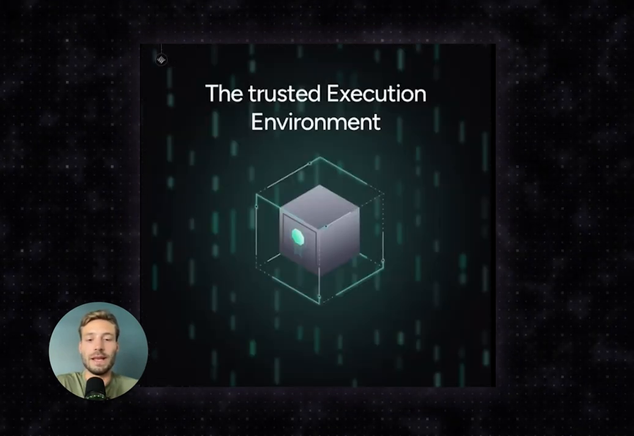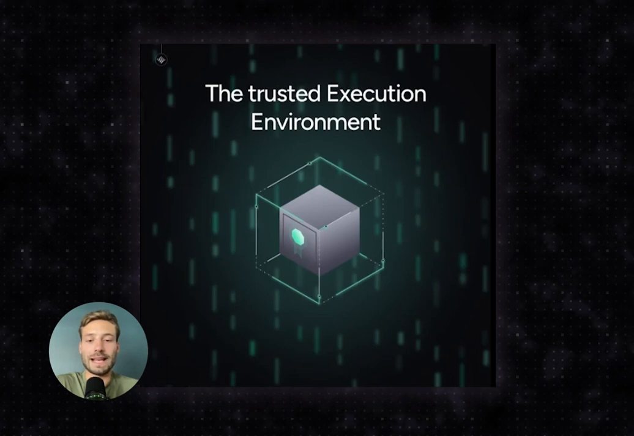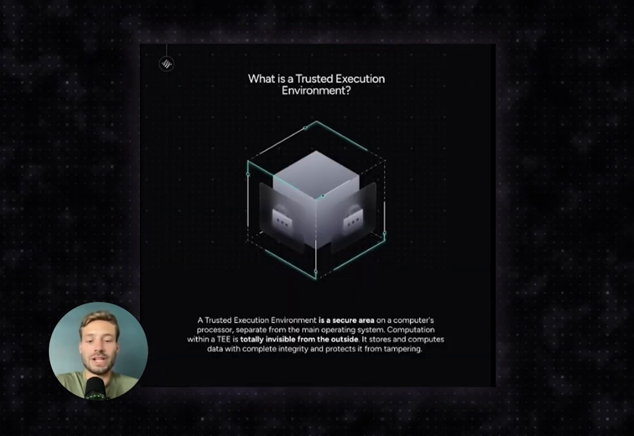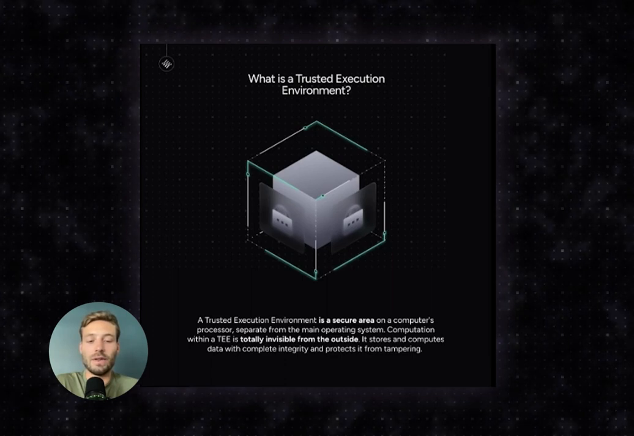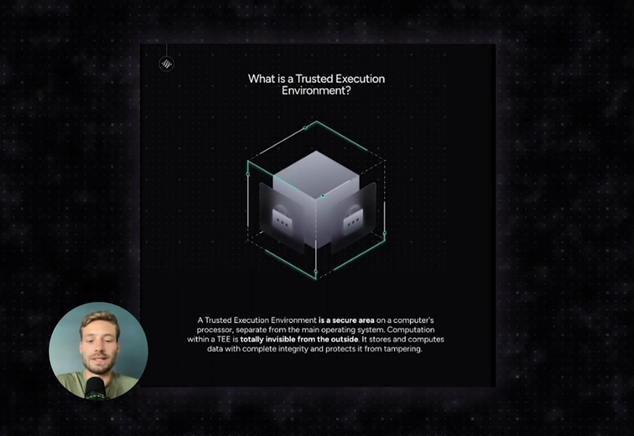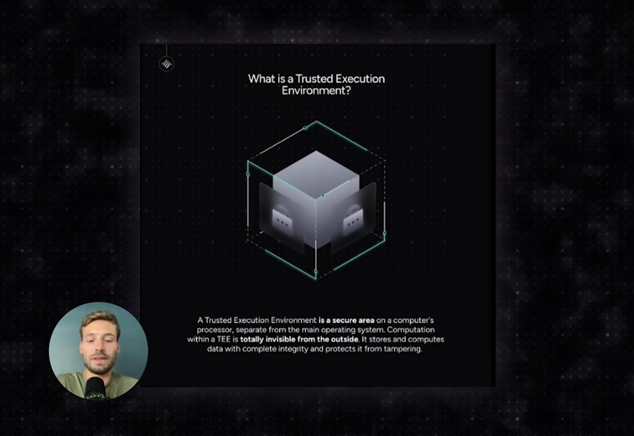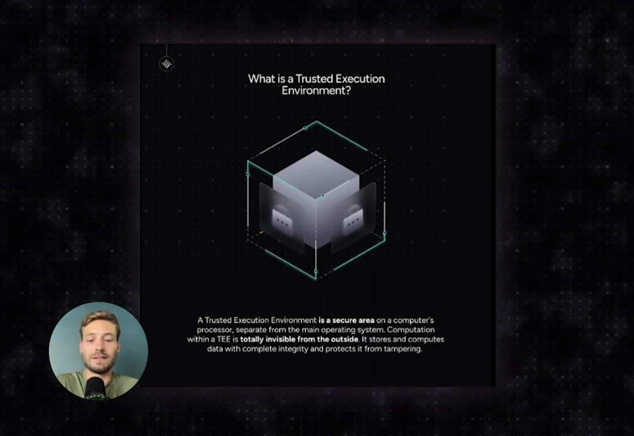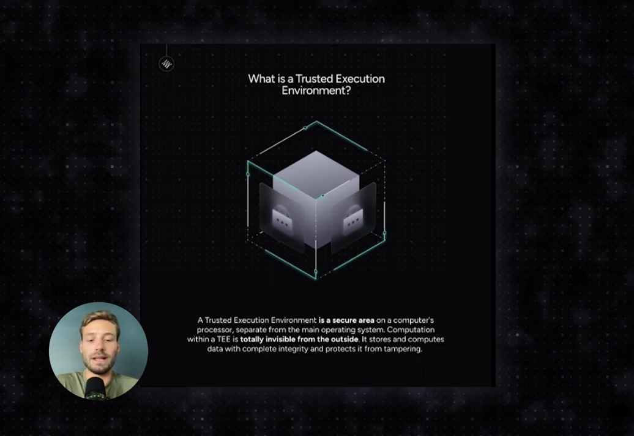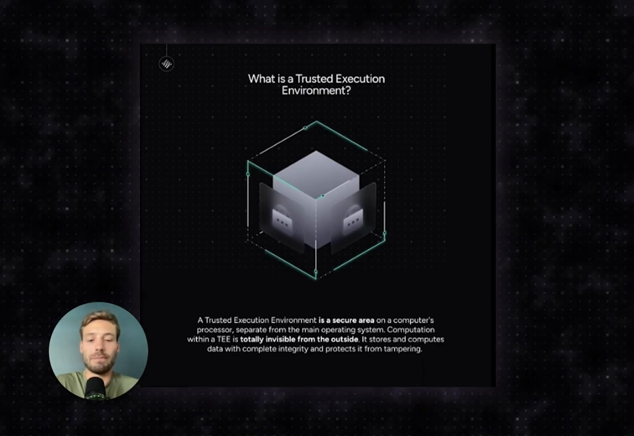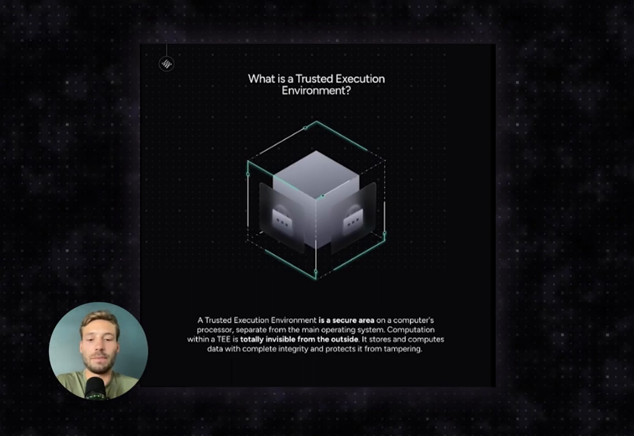So let's zoom a bit deeper into what that exactly means. A trusted execution environment is essentially a secure area on a computer's processor, which is separated from the main operating system. The computation within a trusted execution environment is totally invisible from the outside. It stores and computes data with complete integrity and protects it from tampering from the outside.